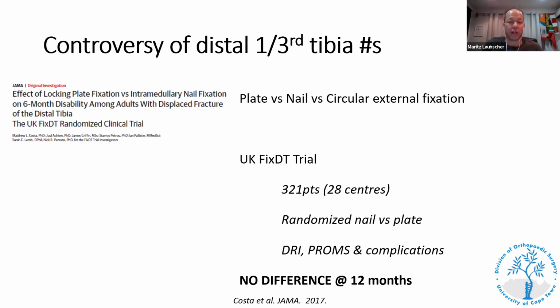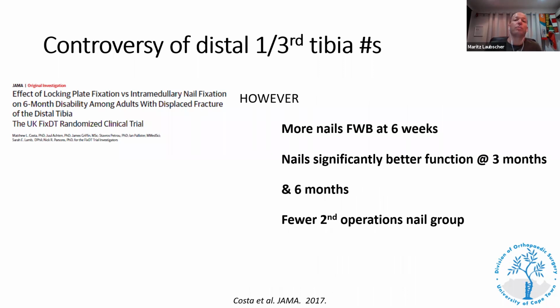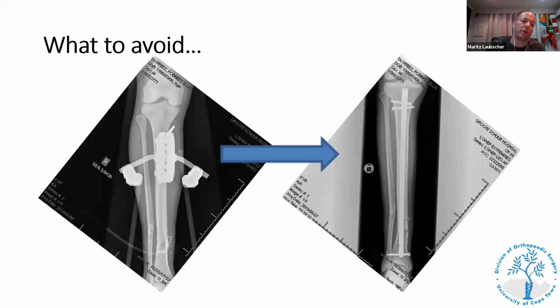The UK FixIT trial is an important study, published a couple of years ago by Matt Costa, a big multi-center study where they randomized patients to a nail versus a plate, and they followed them up for 12 months. Importantly, there was no difference between the two groups at 12 months. However, the nailing group were full weight bearing at 6 weeks, and they had significantly better function prior to a year, at 3 and 6 months, and they also had fewer secondary operations than the plating group. This is for removal and so forth.